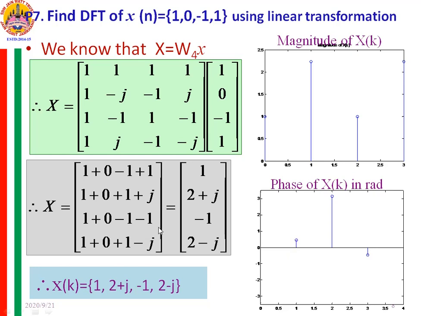This phase I have plotted here in terms of radians. That is why the value you are getting here is less than 1. So how much is tan inverse of half?